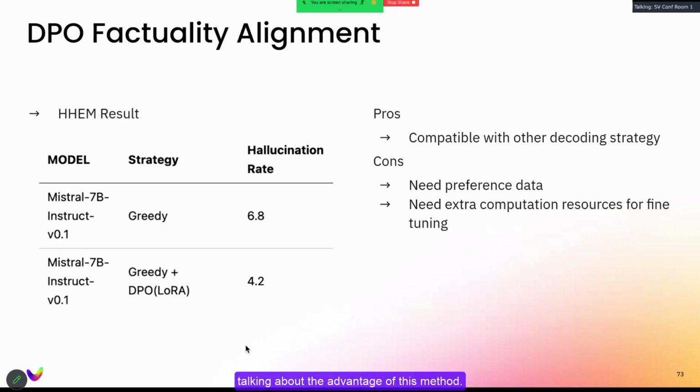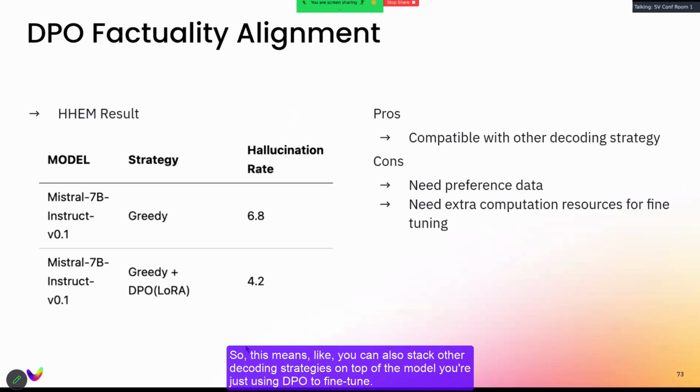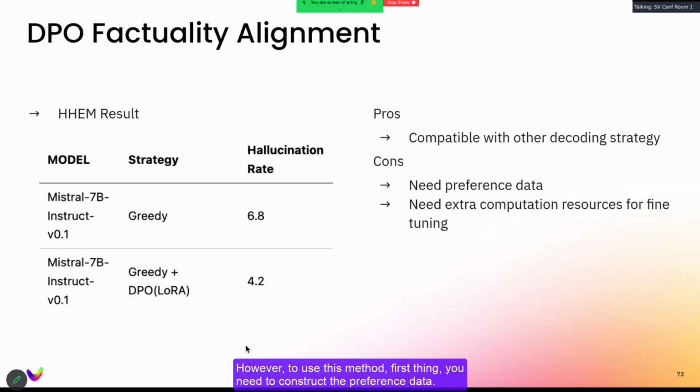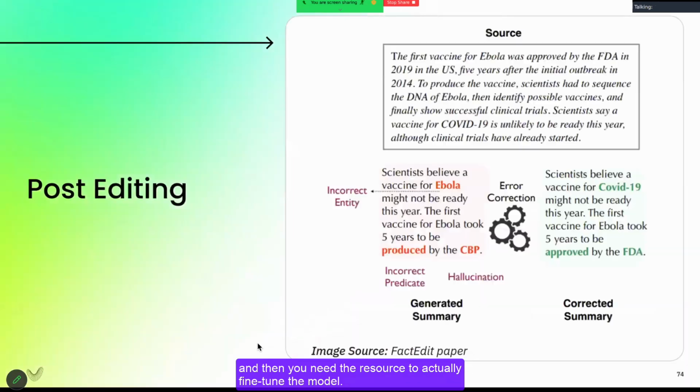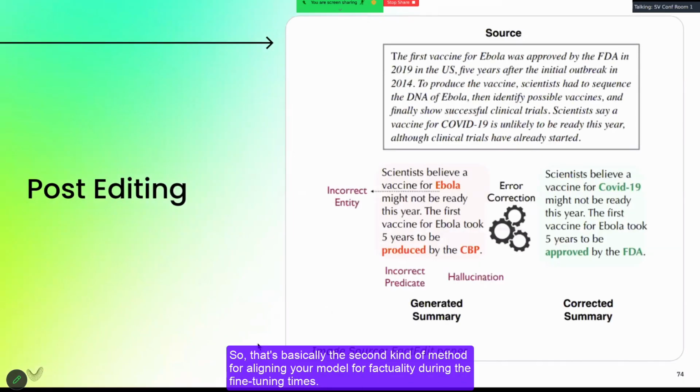Well, talking about the advantage of this method, first, instead of changing the decoding strategy, you are changing the model. This means you can also stack other decoding strategies on top of the model you just fine-tuned using DPO. However, to use this method, first, you need to construct the preference data. And the second thing is you need computational resources to actually fine-tune the model. So that's basically the second kind of method for aligning your model for factuality, during fine-tuning time.